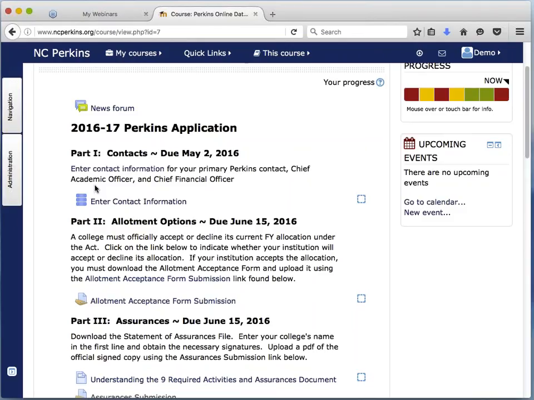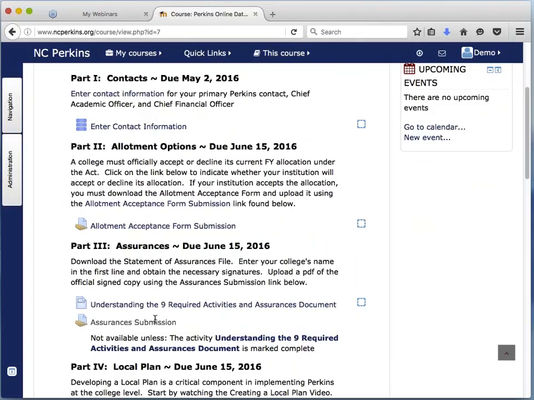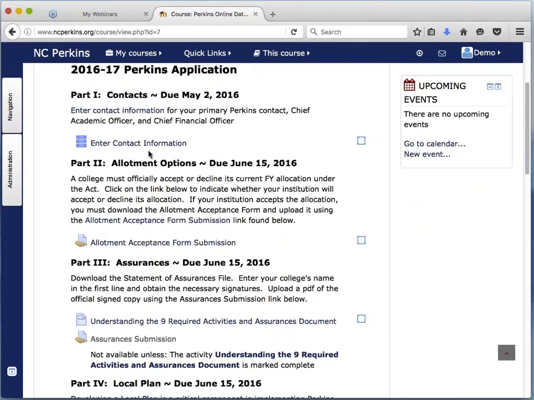So for those of you who are brand new to Perkins and have jumped in after your documents are submitted, we do have everybody's contact information. We have their allotment acceptance form, and we have their assurances. And so briefly what these are, your contact information, we're asking for your Perkins contact, your chief financial officer or their designee, and your chief academic officer. If you are a college that has more than one Perkins coordinator, feel free to go ahead and add each person that's a part of your team there.